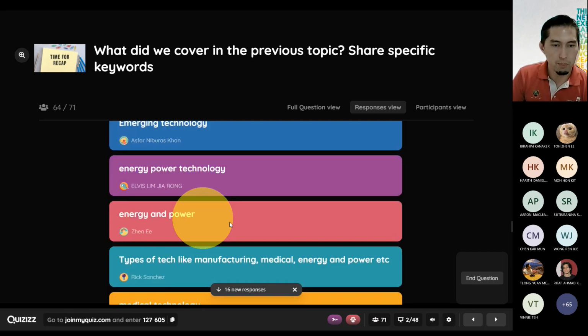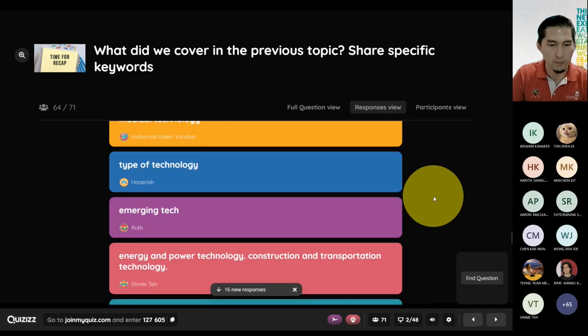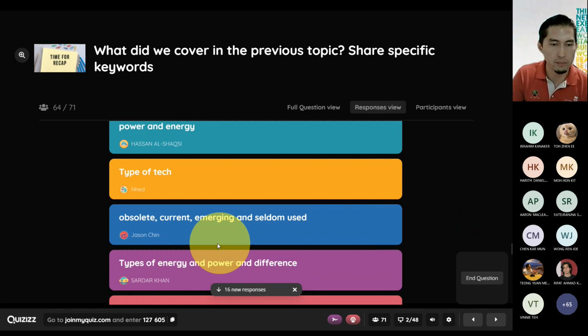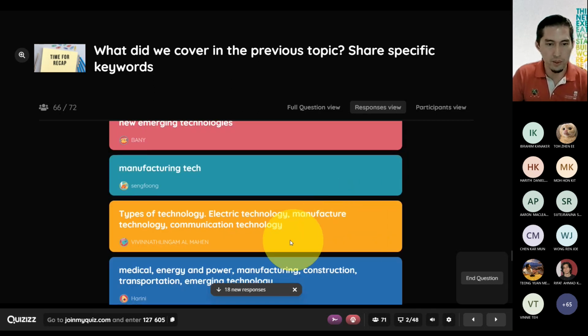Types, emerging, energy, power. All right, good. So Rick highlighted here manufacturing, medical, energy, and power. All right, looks like it's all there. Okay, good one by Jason as well. Obsolete, current, emerging, and technologies which are seldom used or have already become obsolete. On the other hand, manufacturing, electric manufacturing.